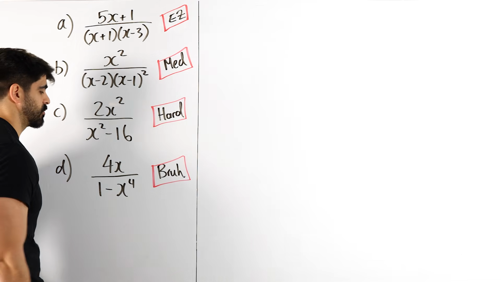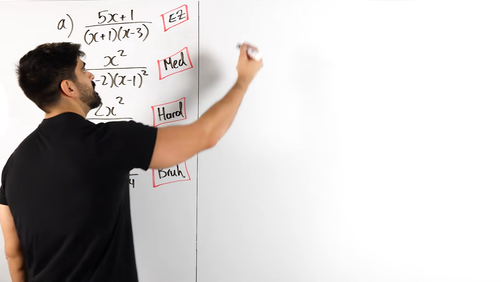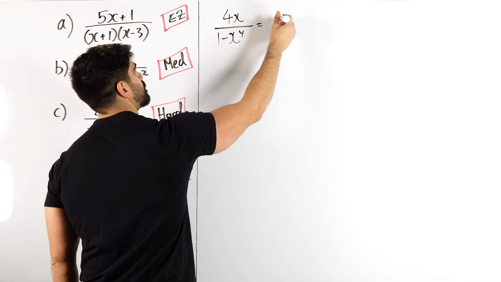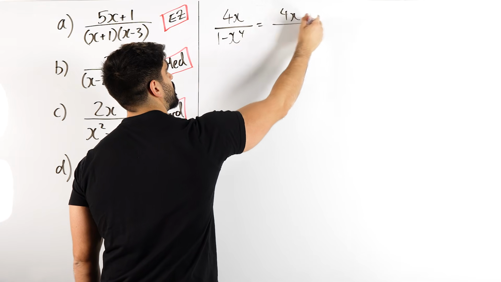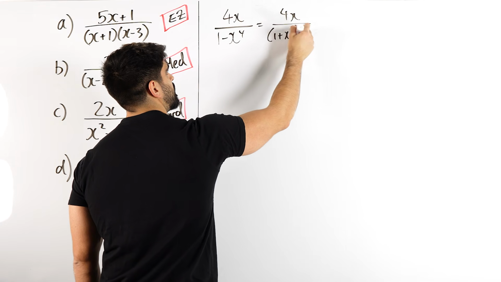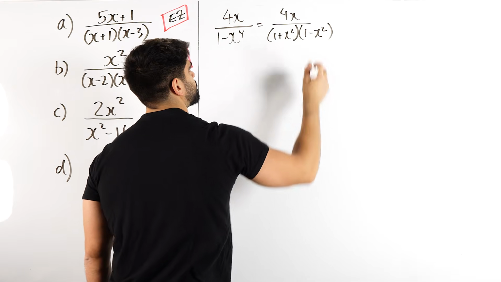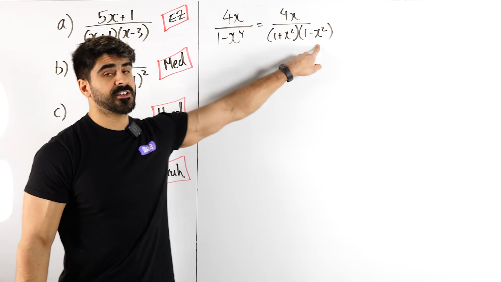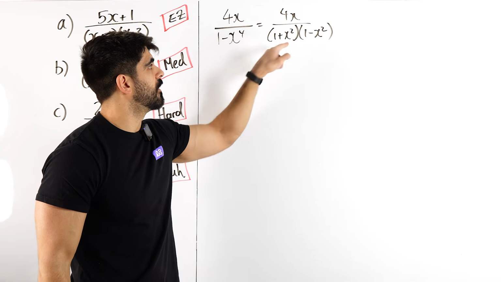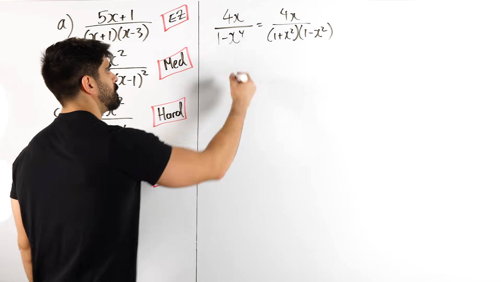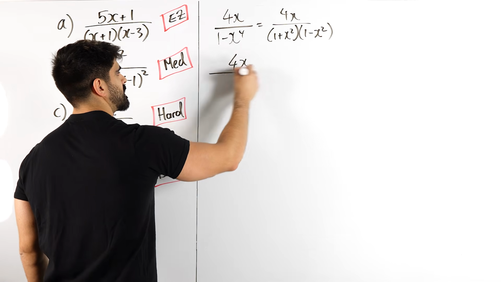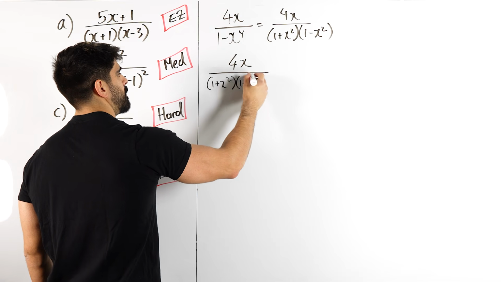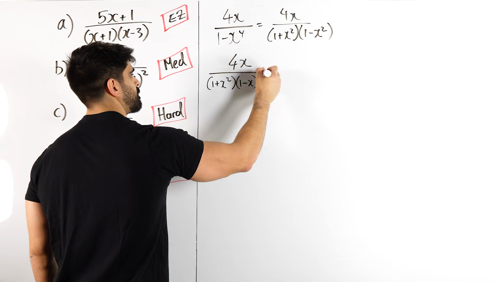So we get 1 plus x squared, 1 minus x squared. So we're going to get 4x over 1 minus x to the 4 is 4x over 1 plus x squared, 1 minus x squared. Now, I can keep factorizing that using dots, but I can't factorize this. And that's the problem here. This is what makes this the brr version. So we get 1 minus x, 1 plus x.